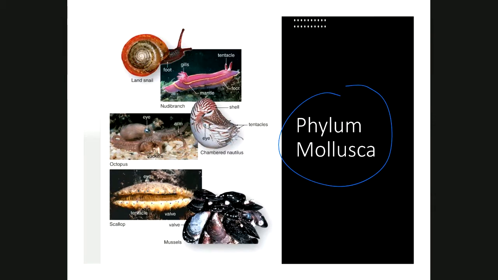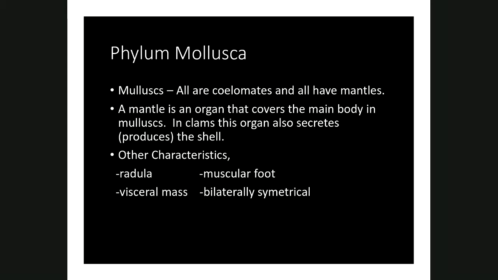Okay, and the phylum is very varied, and it includes things from cephalopods like the octopus and the nautilus, to slugs and snails and clams and oysters. Okay, and there are a few things that they all have in common with each other. Well, they're all coelomic. You can find that out in that chart that they gave you in the beginning of the chapter.